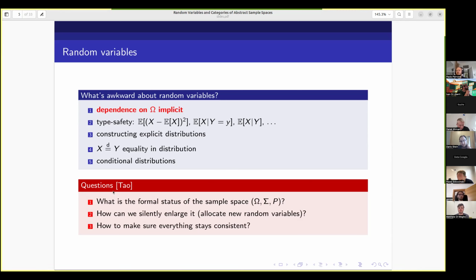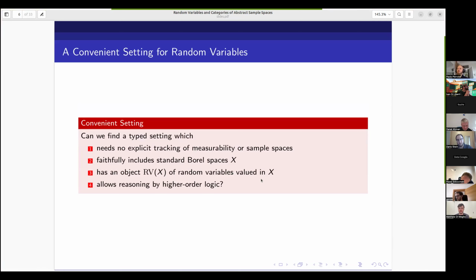I think Terry Tao formulated this at first in a blog post, where he says we need to clarify what the formal status is of the sample space omega, because we assume it's just there. But then on the fly we can create new random variables that are, for example, independent from everything before. So we kind of enlarge the sample space as we go in order to allocate new random variables. How can we show this is all consistent? How can we make up new things on the fly? These questions can be answered, and we'll get to how it can be done.